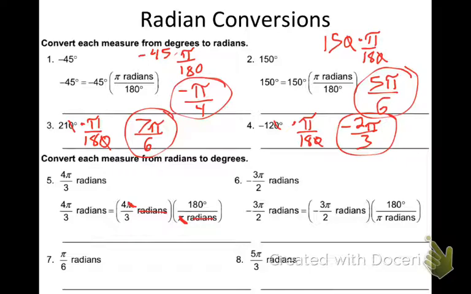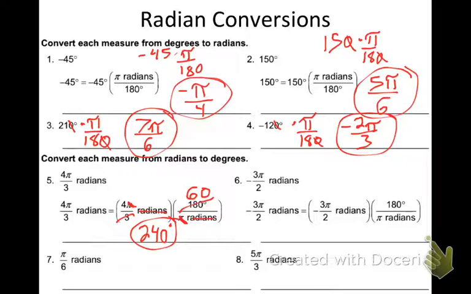Now I just need to cross cancel or simplify here. How many times does 3 go into 180? 60. So I'm left with 4 times 60. 4 times 60 is how many? That's 240 degrees. Number 6. Negative 3 pi over 2.